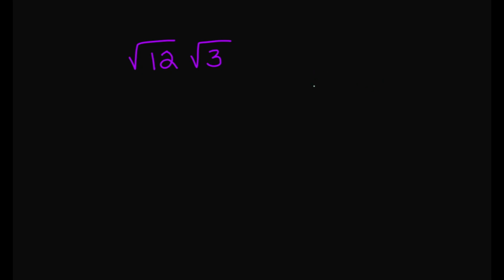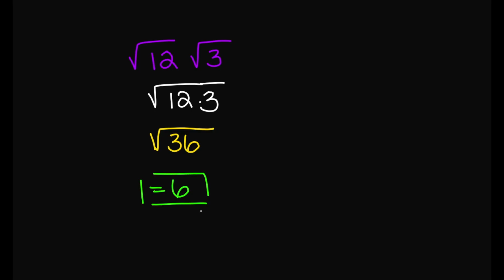First, we are going to combine our 12 times 3. 12 times 3, this is going to equal 36. So now we have the square root of 36, and the square root of 36 is going to equal 6. So your final answer here is 6.